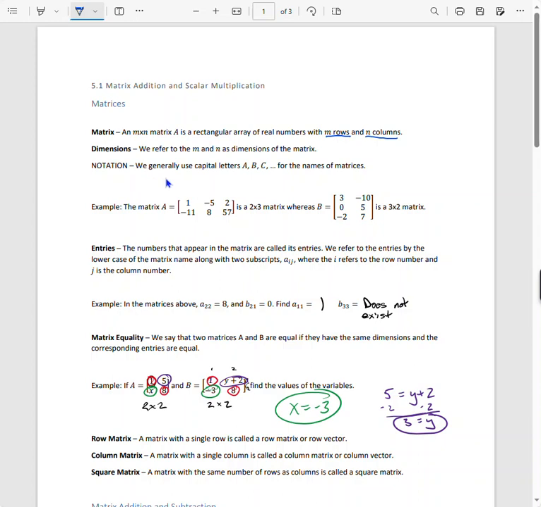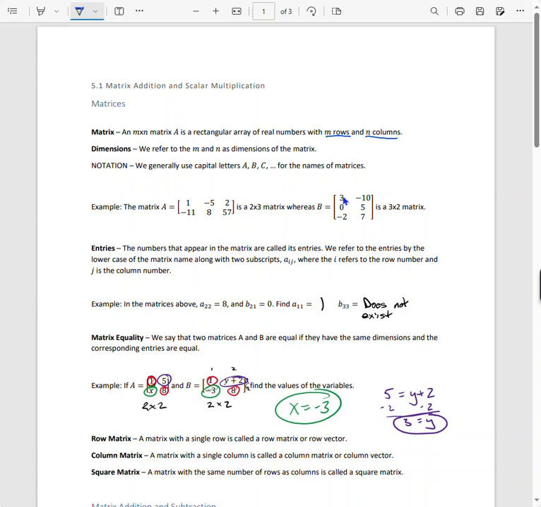Let's look at some notation. We generally use capital letters, A, B, C, and so on, for the names of matrices. For example, the matrix A is a rectangular array with brackets on the side. I call them square parentheses or square brackets, usually. The first row consists of 1, -5, 2, and the second row consists of -11, 8, 57. Notice there are 2 rows and 3 columns, so this is a 2 by 3 matrix.